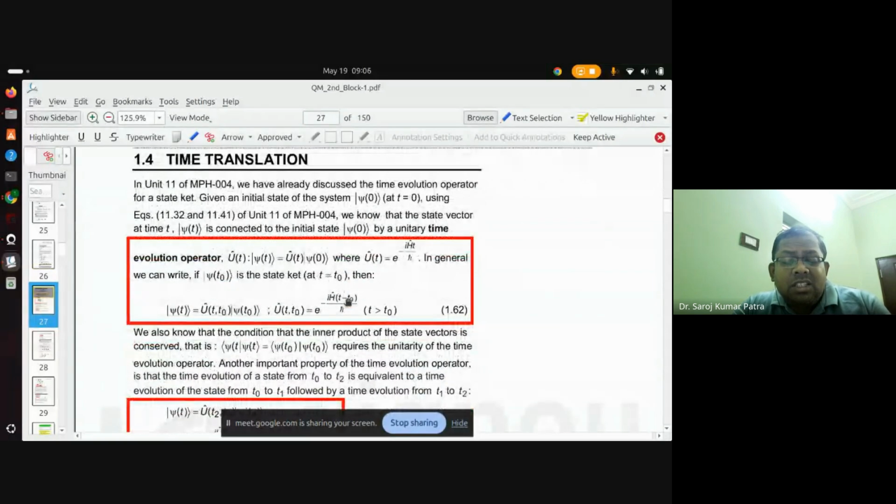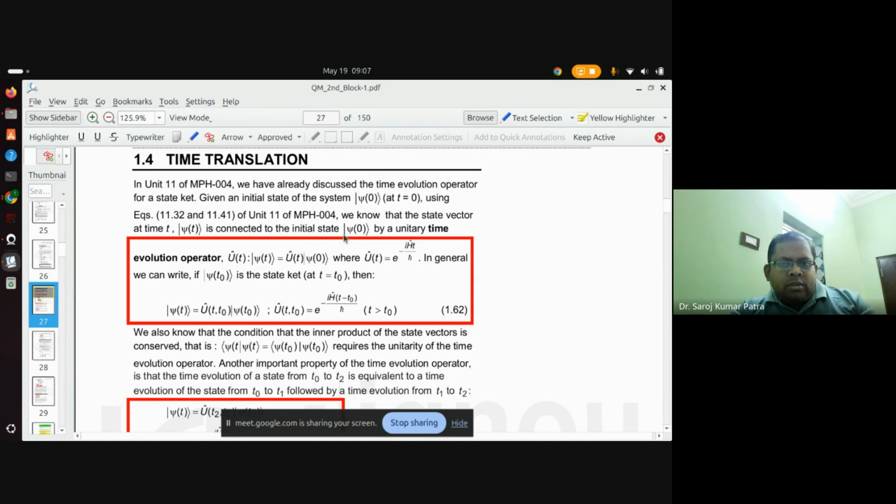So time translation is nothing but, suppose we did some measurement right now, and maybe after 10 seconds or 20 seconds or 10 minutes. At t equal to 0, you have a wave function. And then what happens after time t? That is, in one sense, you can say the evolution operator or time evolution operator. As mentioned here, psi 0, the 0 denotes t equal to 0, and psi t is basically the wave function at time t.